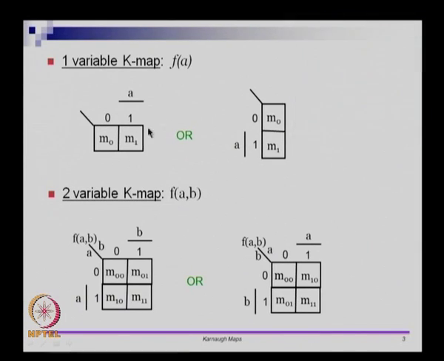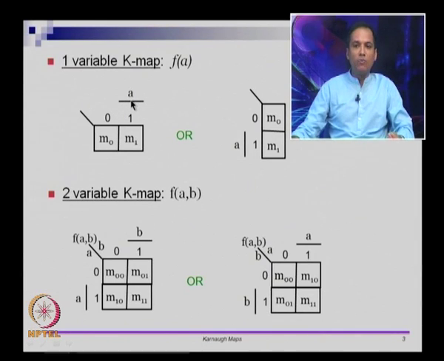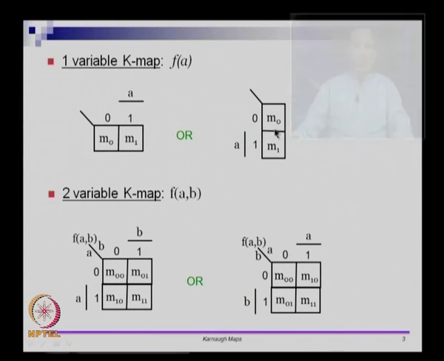The Karnaugh map for one variable essentially looks like this. If I have only one input A, then A can take 2 combinations, either A can be 0 or A can be 1. I can write it in this row form. So, A can be 0, and corresponding to this you put the entry m naught, and corresponding to A equal to 1 you put the entry m1. You can either do this or you can write the Karnaugh map like this.